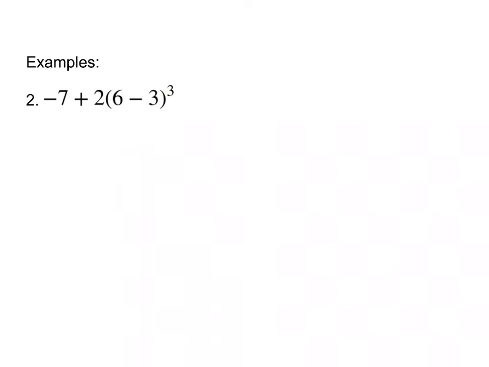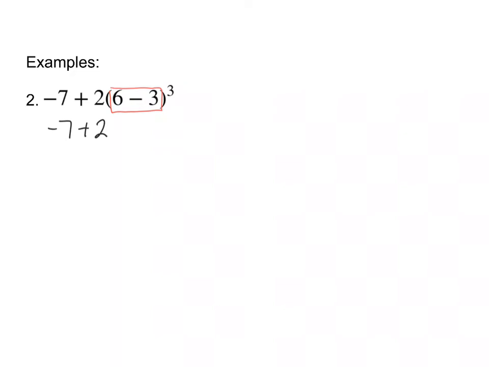Let's look at example 2. I see some parentheses here. They're acting like grouping symbols, and they are grouping this 6 minus 3 together. So the first thing we're going to do is 6 minus 3. Now nothing else is going to change, so we're just going to rewrite everything else.